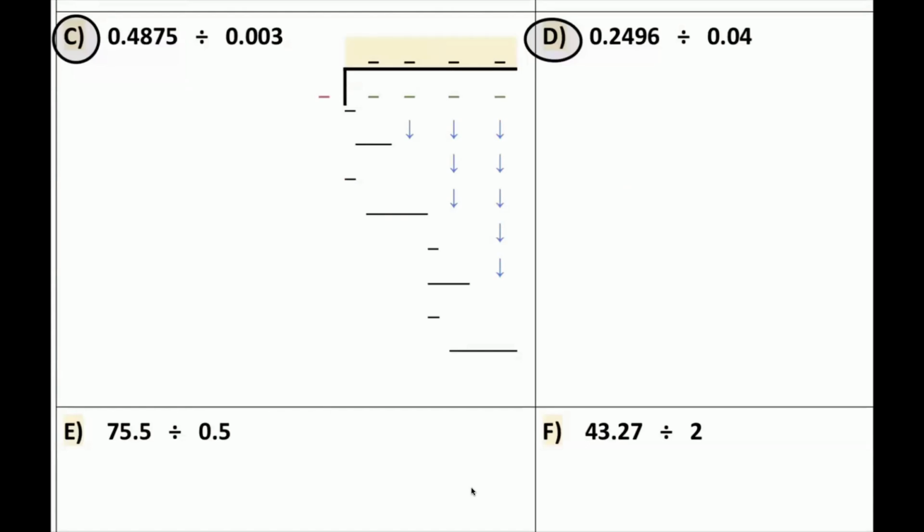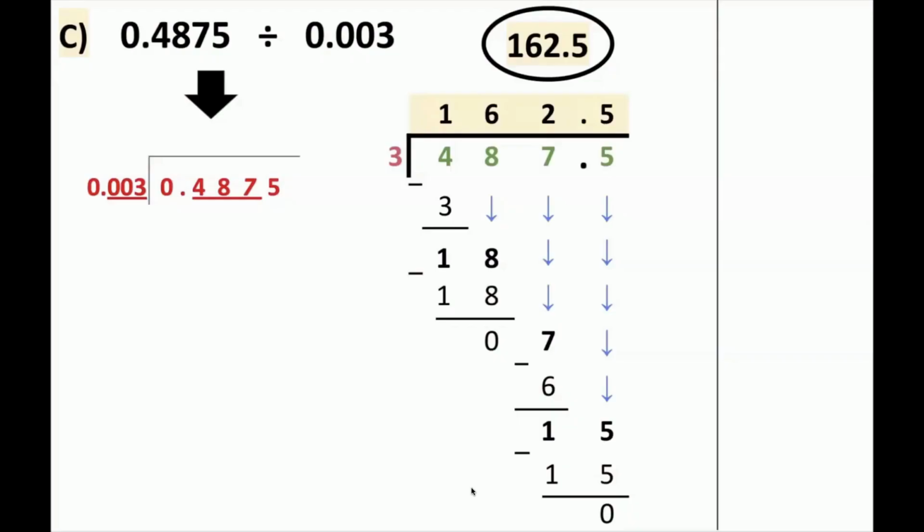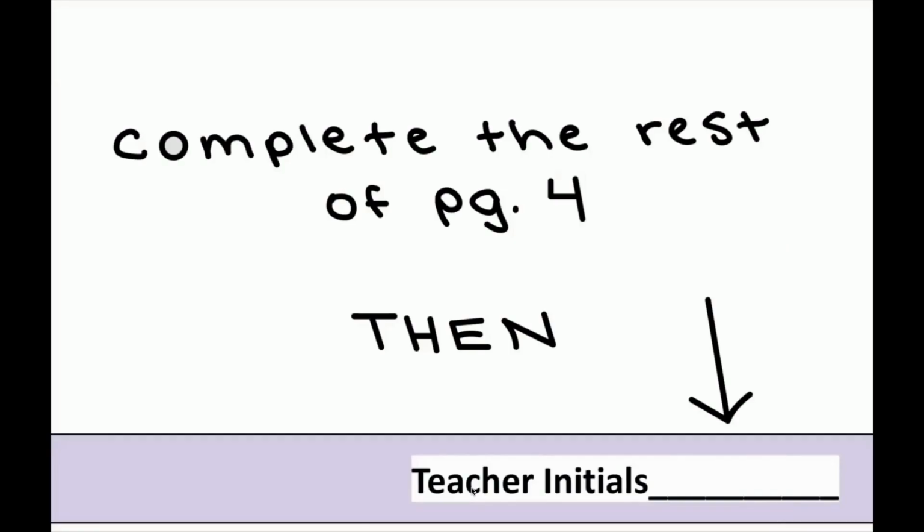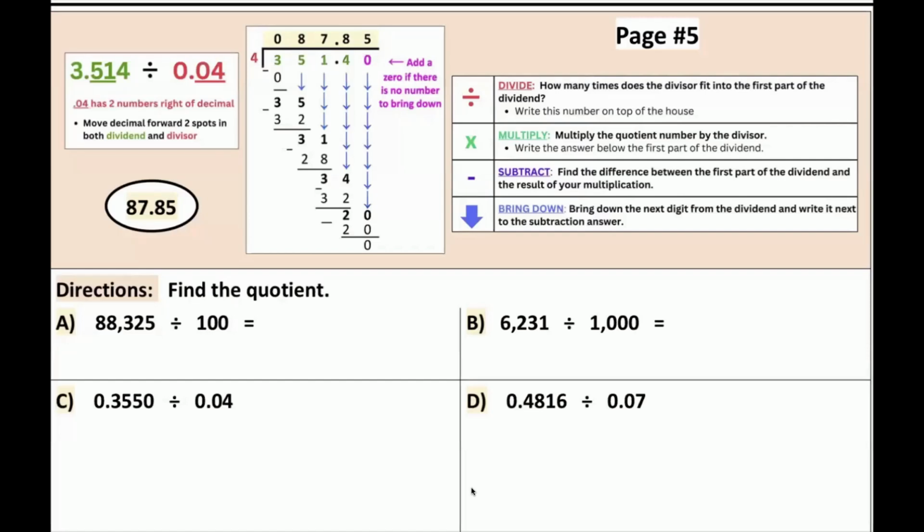Complete problems C and D, then come back to the video to check your work. Check your work for problem C. Check your work for problem D. Complete the rest of page 4, then check in with your teacher to get additional feedback. Page 5. Go ahead and complete as many as you can on page 5. Come back to the video when you can't complete any more. This video won't go over all of these problems, but we will go over 2.